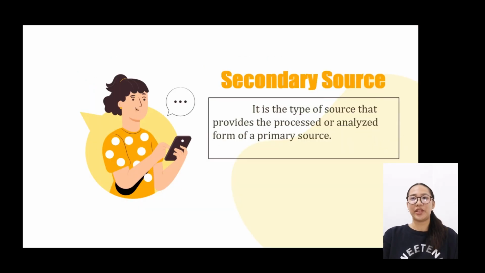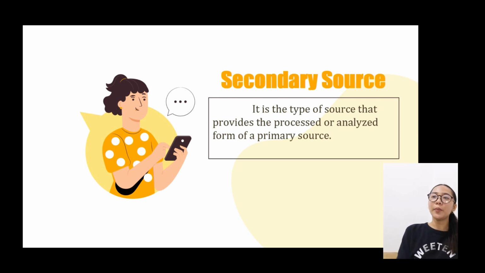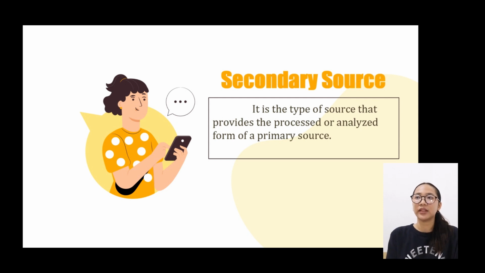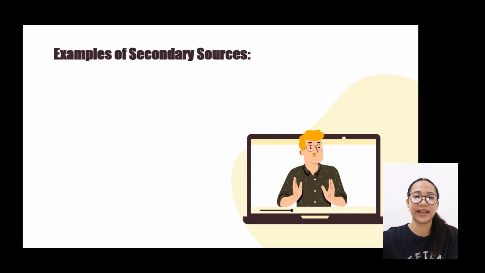Secondary sources of information. The processed or analyzed form of a primary source. So kanang mga dili na gyud gikan mismo sa researcher nga mga information kay gitawag na siya secondary source of information. So the purpose of it is to interpret or explain the meaning of the information in primary sources. Secondary sources help you to understand more about a person's life as well as how and why a historical event happened, no? So these are the examples of secondary sources.